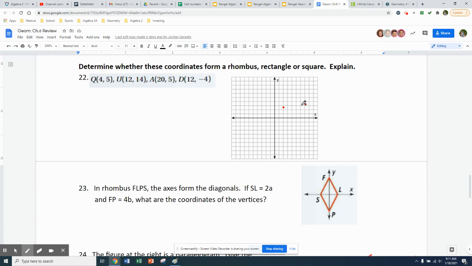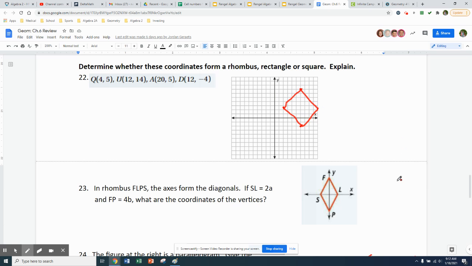1, 2, 3, 4, 5, 6, 7. 25 is going to be over 10, up 2.5. 1, 2, 3, 4, 5, 6, 7, 8, 9, 10, up 2.5. And lastly, 12, negative 4. 1, 2, 3, 4, 5, 6, down 2. There's going to be our figure.